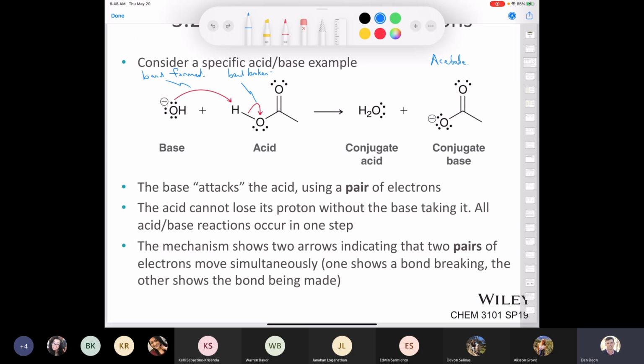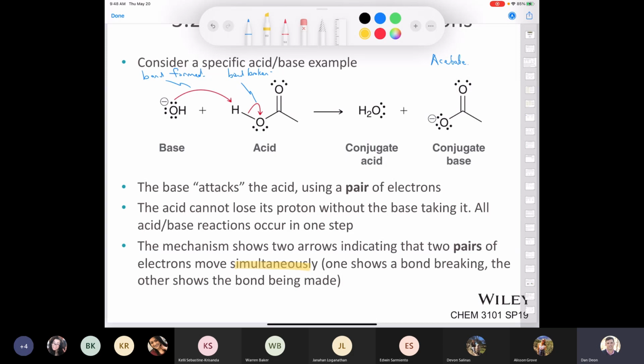The vernacular you're going to hear me use in organic chemistry is that the base is attacking the acid. That's not something I made up; that's how we describe it in organic chemistry. We say the base is attacking the acid, using the pair of electrons to do that. The acid can't lose a proton without a base taking it, right? All acid-base reactions occur in one step, meaning that both of these steps occur simultaneously. So the 2 arrows show the movement of 2 pairs of electrons moving simultaneously. You have a bond being broken and a bond being formed in this acid-base reaction.